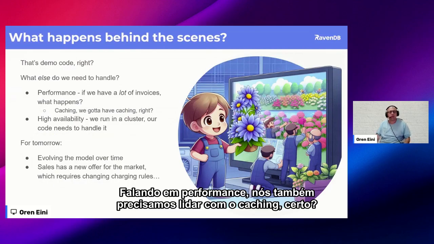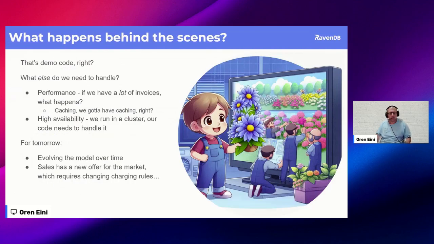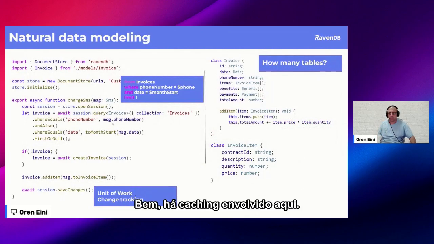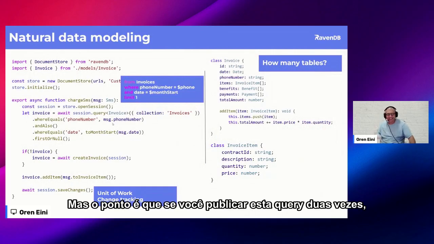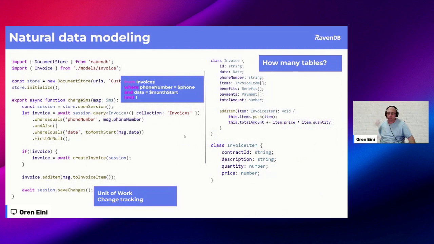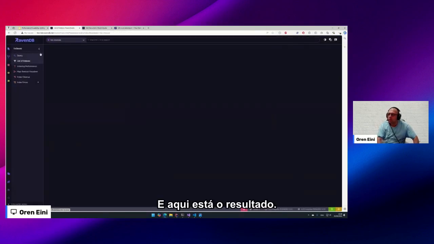Speaking of performance, we also need to deal with caching, right? I mean, this is a pretty simple query, but what happens if it was a more complex one? Well, there is caching involved here. You're not seeing the code because it's not there. But the whole point, if you issue this query twice, including across different sessions, then something really interesting will happen. When the server answers you, here is the result of this query. And I can actually show it to you. Let's go here.